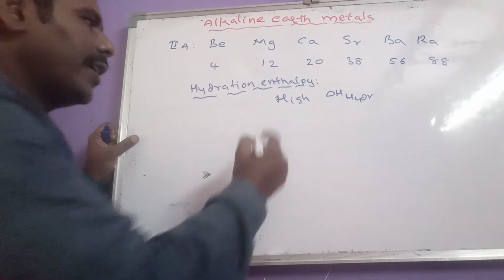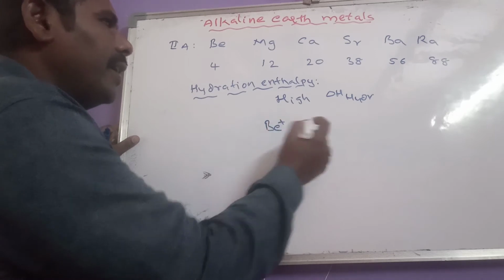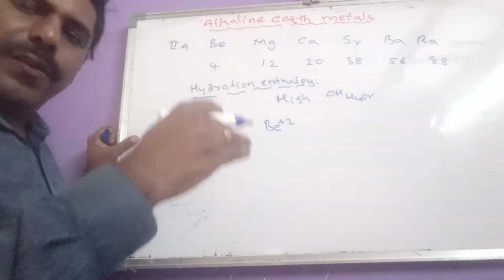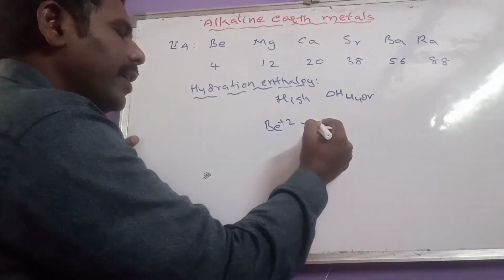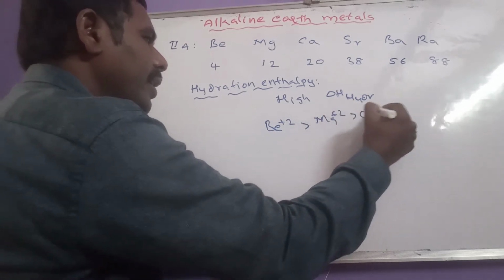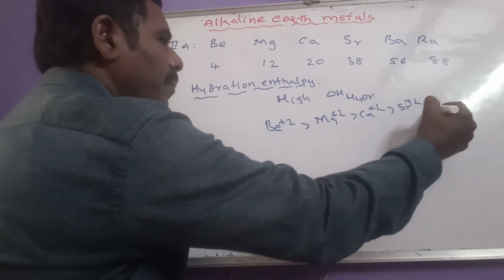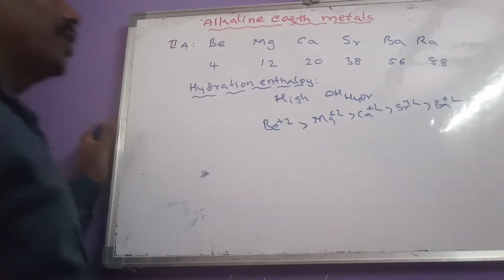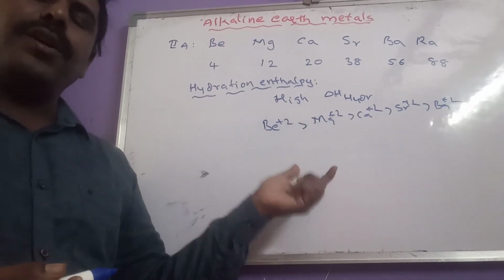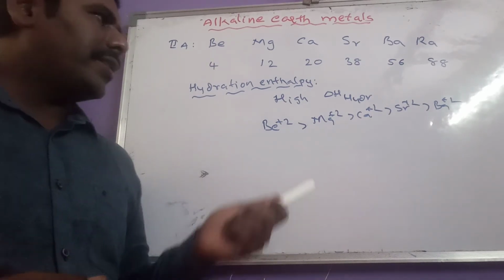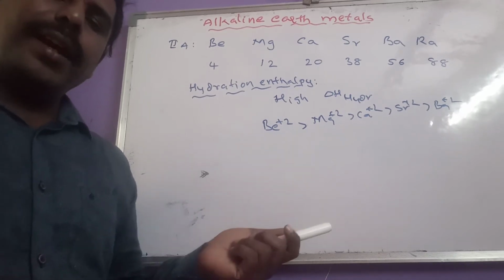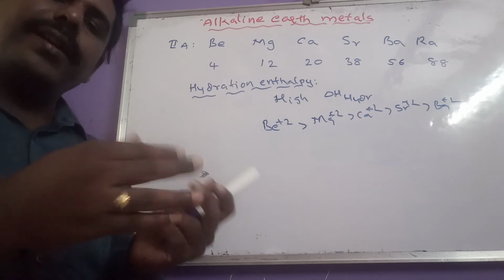And of course, from beryllium to barium, as atomic size increases, that heat of hydration decreases. So Be+2 > Mg+2 > Ca+2 > Sr+2 > Ba+2. So like this, these elements show high heat of hydration. And already we discussed that, comparatively with the first A group elements, these have high hydration enthalpy and high hydration capacity also.